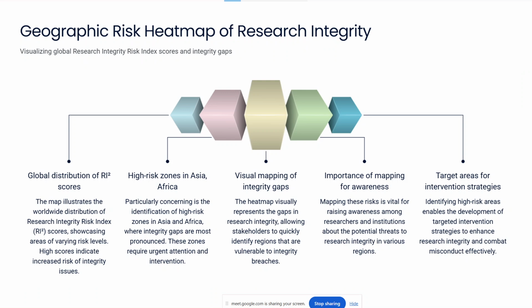Fine. Geographical risk heat map of research integrity. Basically, the Asian continent and African continent are contributing more potential risk to this integrity because they are producing lots of falsified publications.